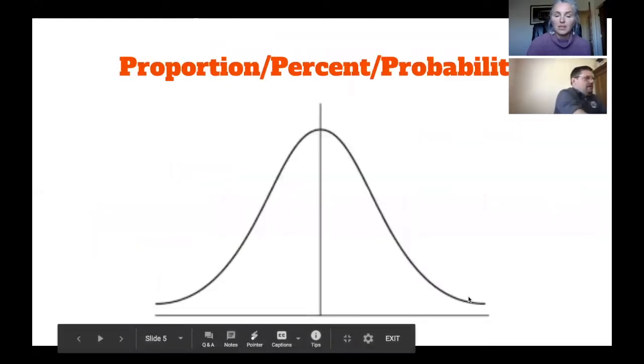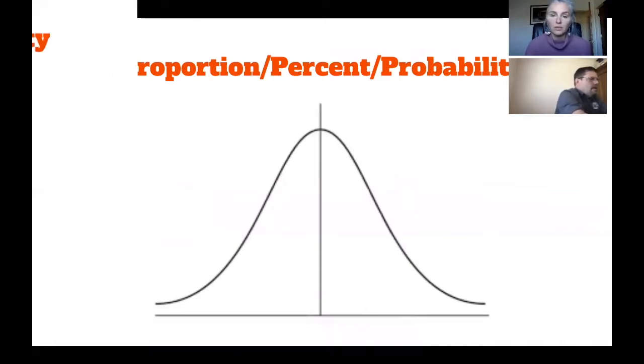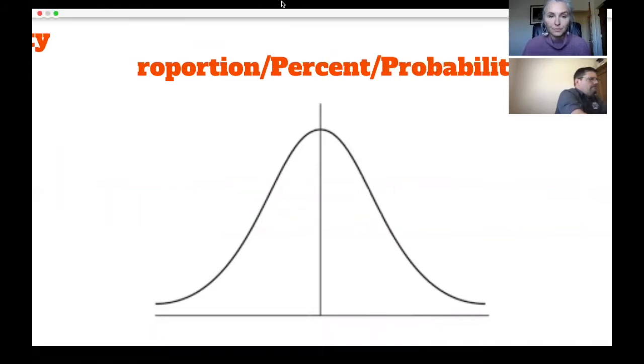So remember when we start going into this, when we look at the normal model, that's what you see here, the normal model gives us the proportion of something, the percent of something, or the probability of something. Those are kind of the same things, but we use different wording for different problems. So if it says what is the proportion, or the percent, or the probability, and you know it's a normal distribution, then you're looking at the area underneath the curve.